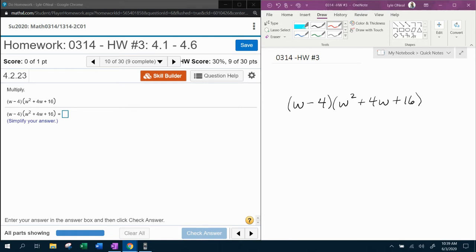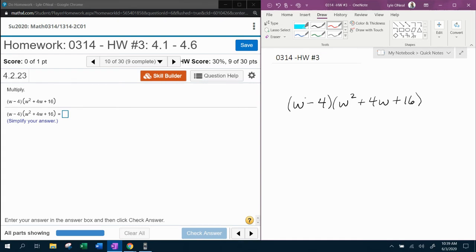And this time, if we look at what we've got here, w minus 4, that's a binomial. In the second set of parentheses, we have 1, 2, 3 terms. That's a trinomial. So we're going to have a binomial times a trinomial. And this doesn't have a fancy thing like binomial times a binomial, which is the FOIL method. And so this is just going to be the distributive property.